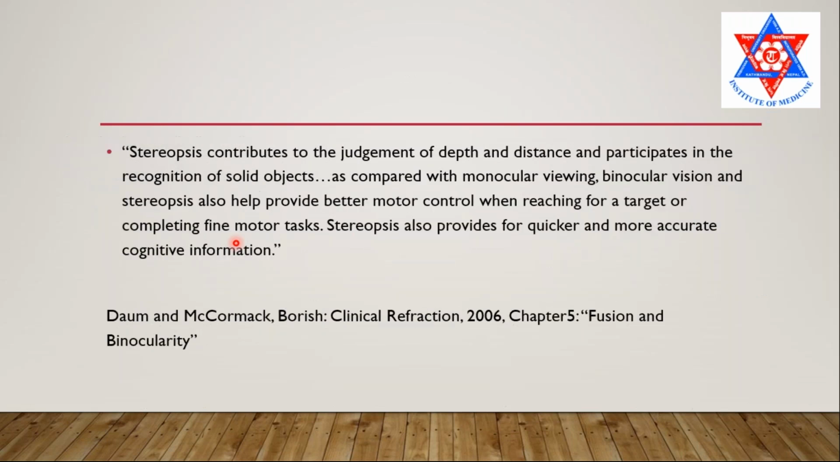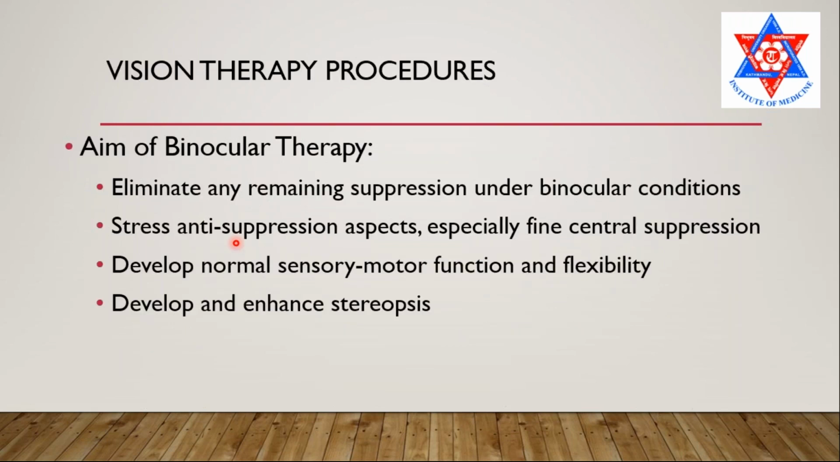So these binocular therapies help in improving the stereopsis status of the patients. The aim is to eliminate any remaining suppression in binocular conditions and stress anti-suppression aspects, especially the fine central suppressions that the patient has, especially in the case of refractive amblyopia, and develop normal sensory motor functions and flexibility. And the final goal is to develop and enhance stereopsis. So these are the aims of binocular therapies.